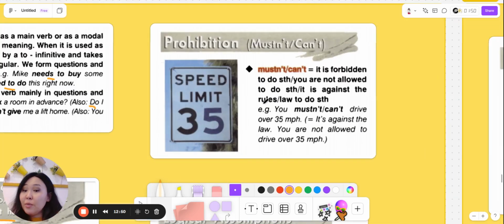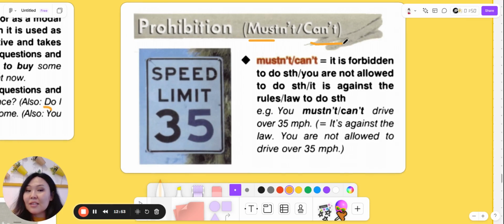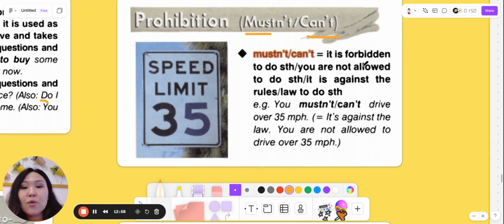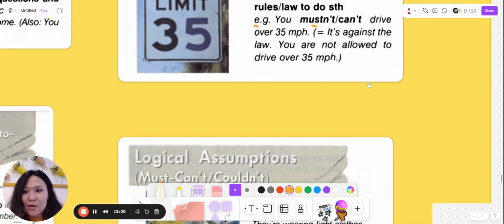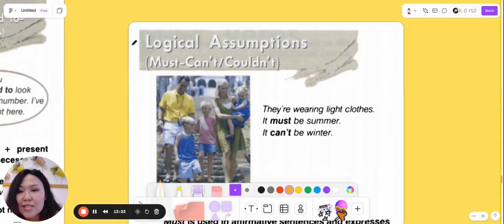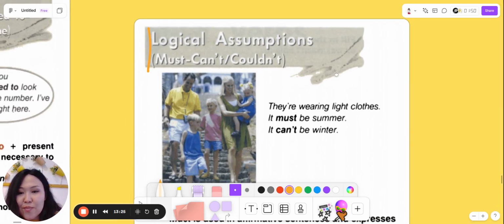Next one is prohibition, and here we can use mustn't and can't, so we prohibit. Mustn't, can't, it is forbidden to do something. You are not allowed to do something. It is against the rules or law to do something. We have an example. You mustn't drive over 35 miles per hour. So it's against the law. Or you can't drive. So it means, yeah, like you're not allowed to do it. It's not okay to.